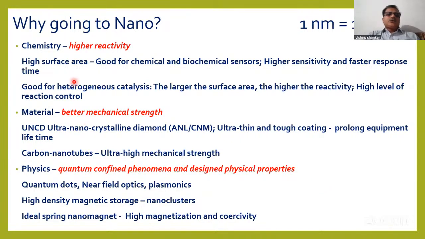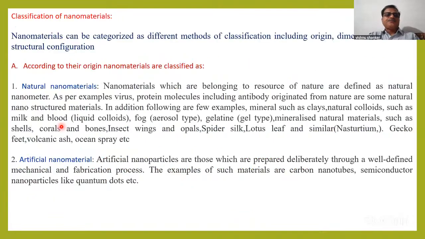From the chemistry point of view, you get high reactivity of the material. Mechanically, you get better mechanical strength. From the physics point of view, you get quantum effects. So based on the physics, you can tune the properties of the materials and get the appropriate properties. Coming to that, now the question is: what types of nanomaterials are there?